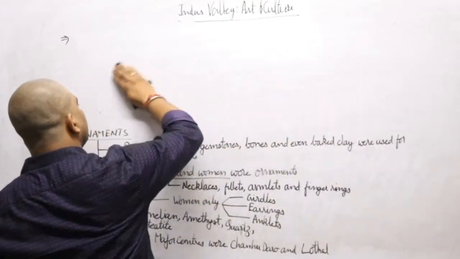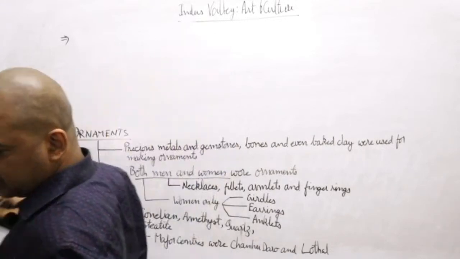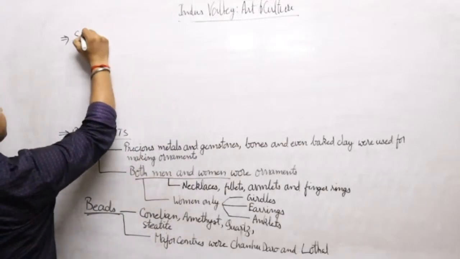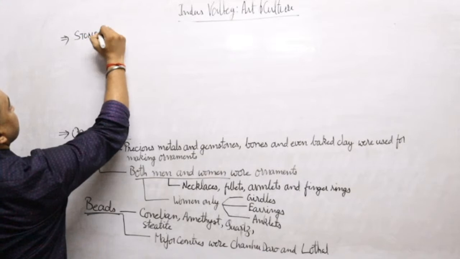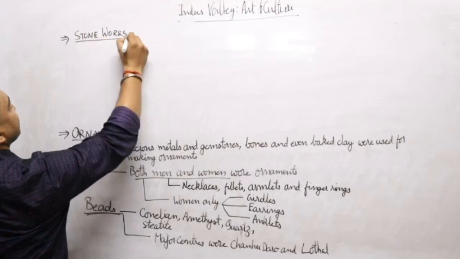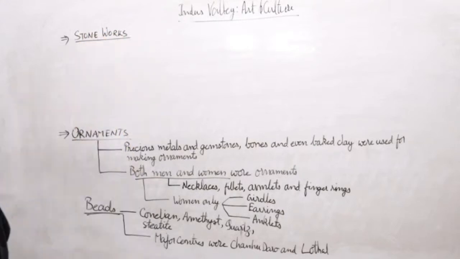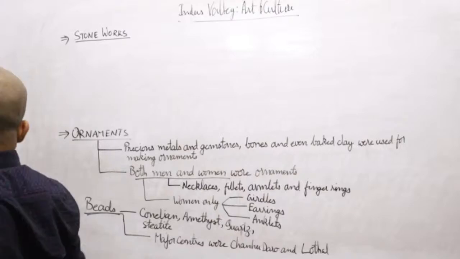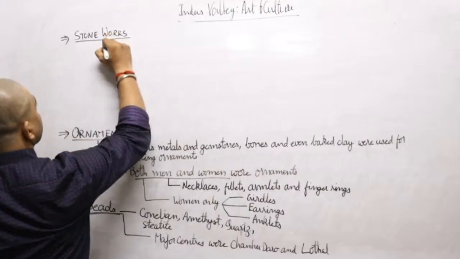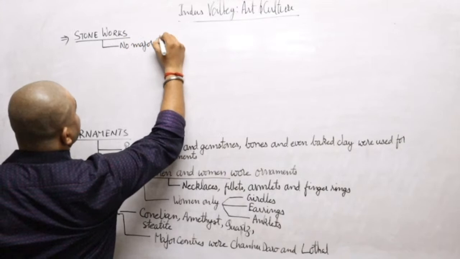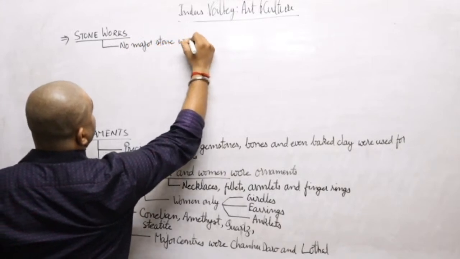Now, there are no major stone works which have been found in Indus civilization. Maybe because they did not have such efficient tools which could cut through stone or which could shape stone. So no major stone works.